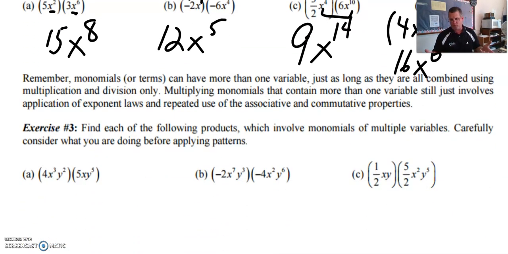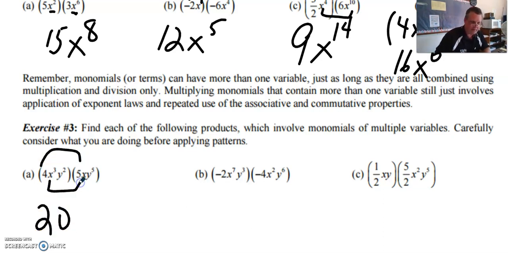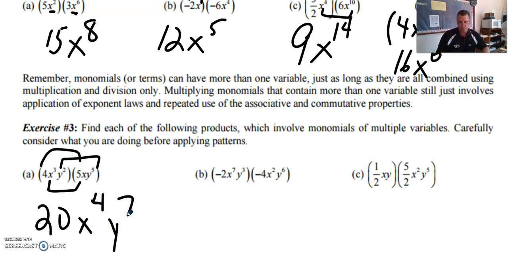Now, sometimes you might have more than one variable. Same process. Whatever's similar, whatever's the same, you're going to combine into a single one. So 4 times 5, 20. The x's, you have a 3 and a 1, which is x to the 4th. Y's gives you 2 and 5, which is y to the 7th. That's it. You want to make sure that you have a single constant, a single x, and a single y in this case.